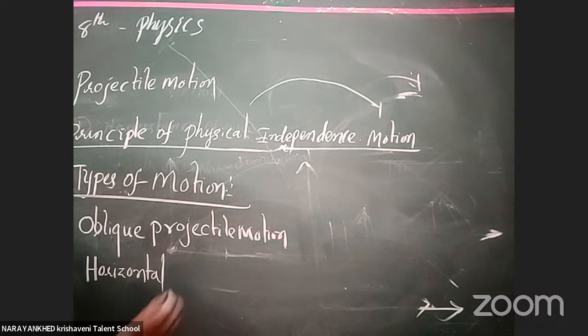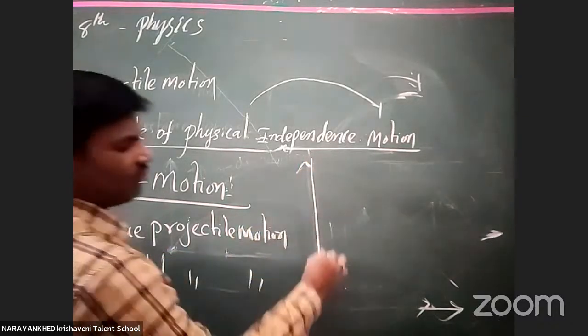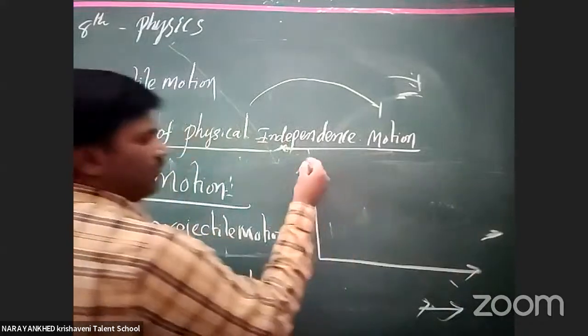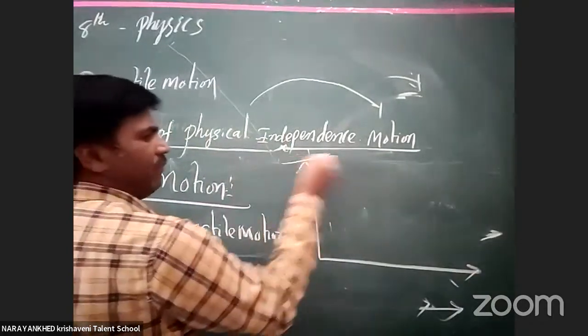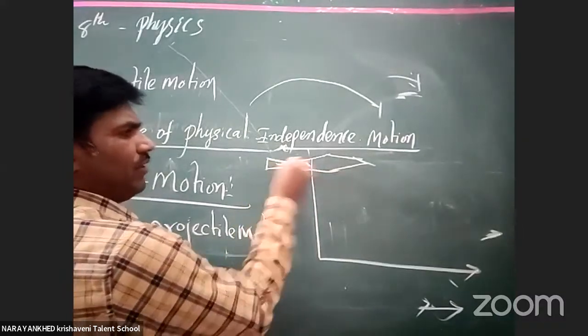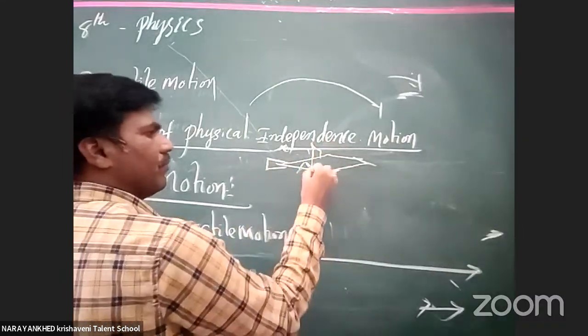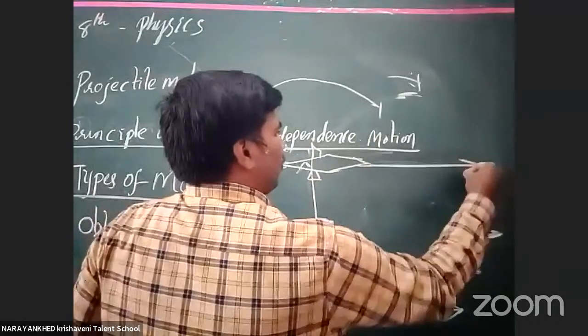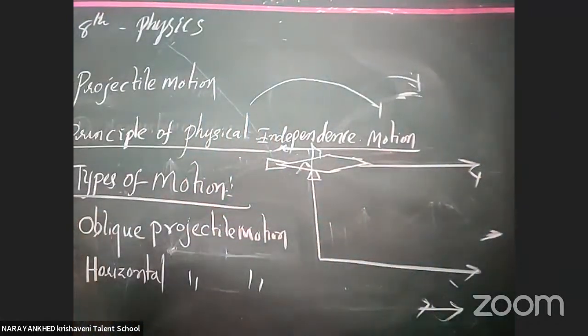Horizontal projectile motion. What is a horizontal projectile motion? Suppose I am taking here, there is one plane moving here. Clear or not? One plane moving along the y-axis. What is this? It is a motion.